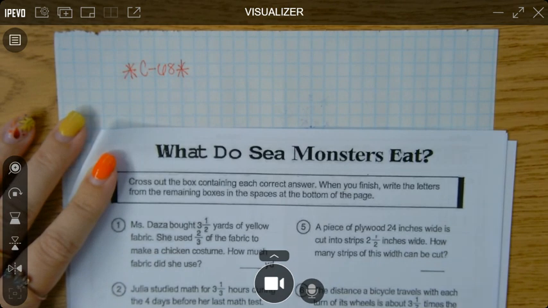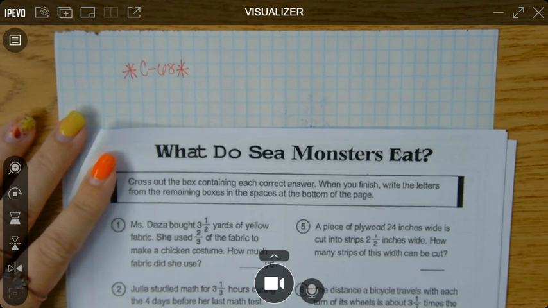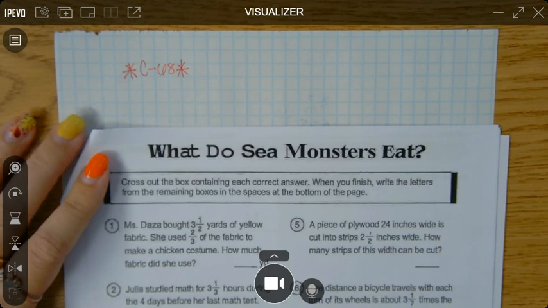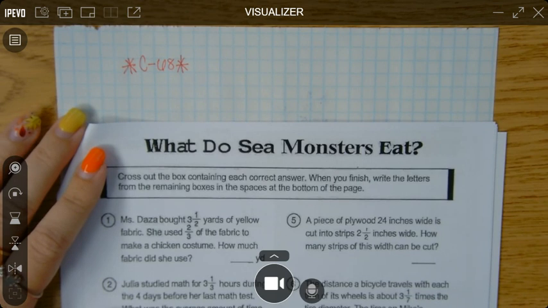Okay. It says, Miss Daza bought 3.5 yards of yellow fabric. She used 2/3 of the fabric to make a chicken costume. So how much fabric did she use? Remember, you can always pause the video, try it, and then unpause it and come back to see how you did. For number 1, what operation did you guys think to do?